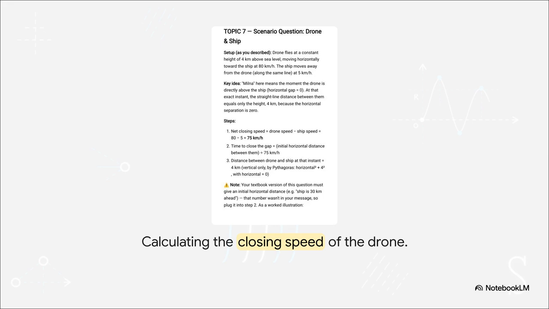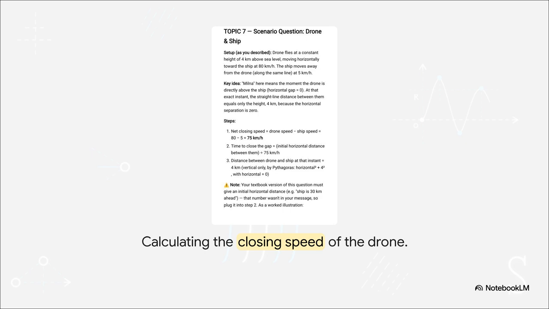A drone flies horizontally at 80 kilometers per hour at a constant 4-kilometer height, chasing a ship that's moving away at 5 kilometers per hour. We want to find the distance between them at the exact moment the drone is directly overhead. Now, always draw a diagram for relative velocity. The net closing speed is 80 minus 5, which gives us 75 kilometers per hour.